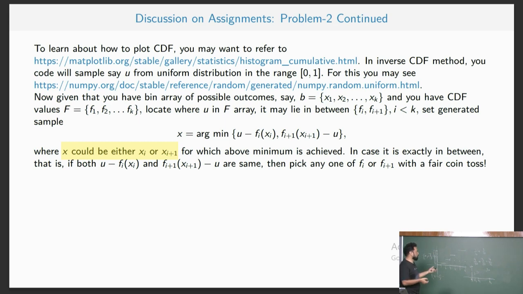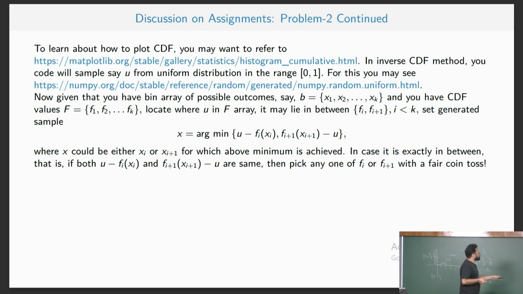Okay, so that's exactly the same thing that we discussed. It will correspond to the left one or the right one, right? Whichever of x_i or x_(i+1) achieves the minimum, we will generate that sample. And if there is a match, in case it is exactly in between, meaning u minus f_i(x_i) and f_(i+1)(x_(i+1)) minus u are the same, in that case pick any one of them. Here, a slight correction: rather than saying f_i or f_(i+1), I should say x_i or x_(i+1), because x_i or x_(i+1) is our sample.